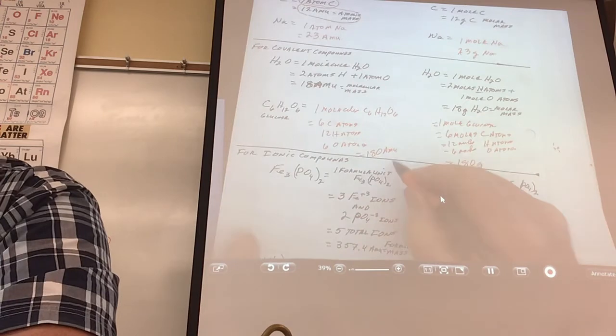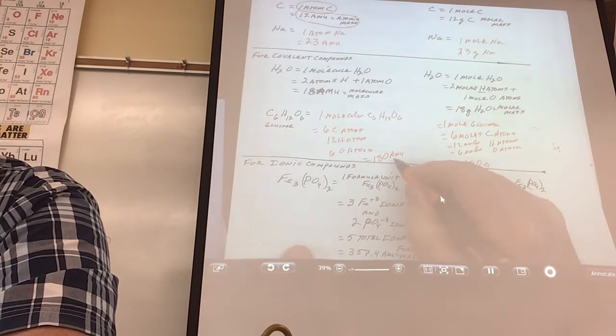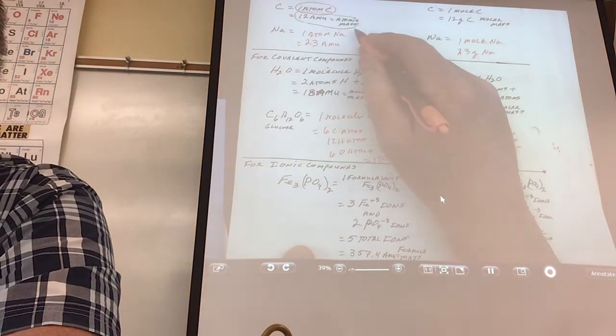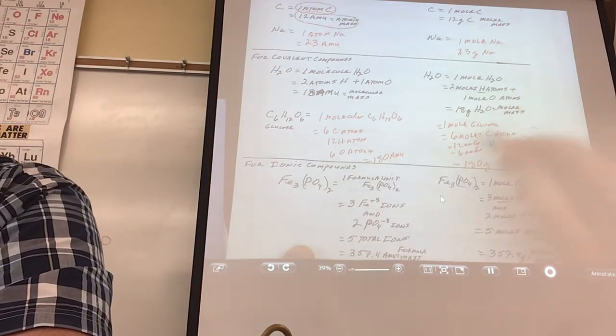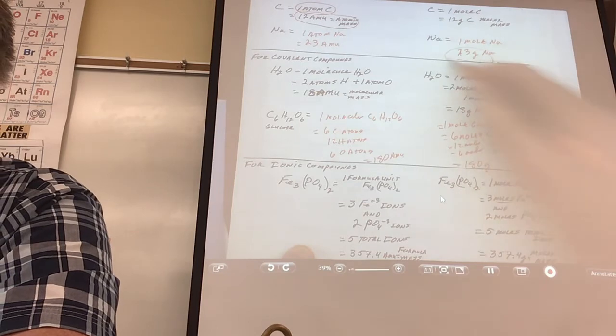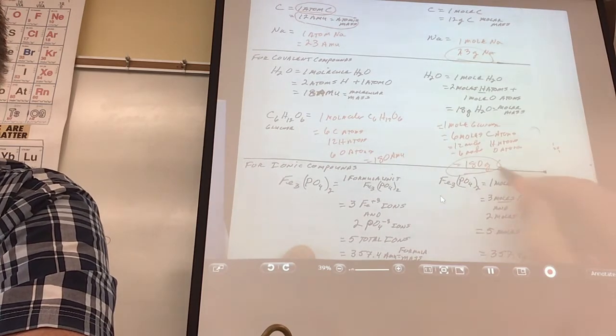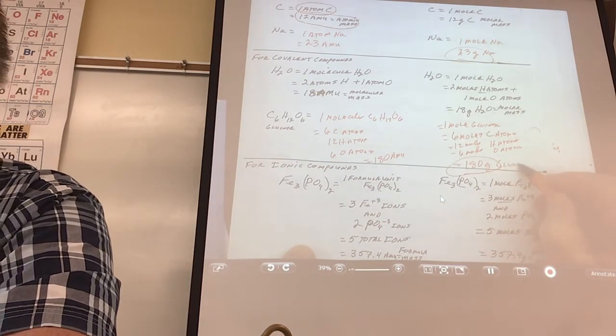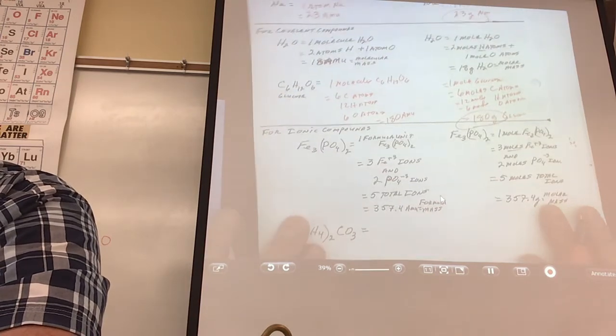This is the molecular mass, right? This is atomic mass, molecular mass. What are these? Molar mass. Okay, how about that? You think you got this? Okay, let's do the next one.